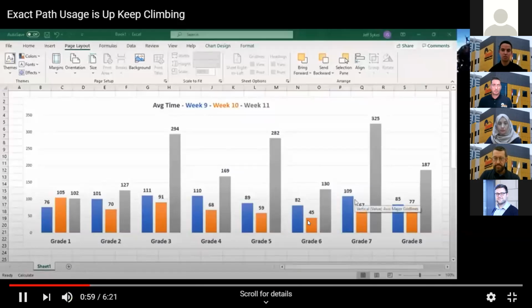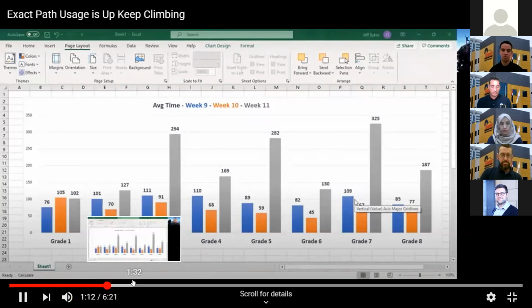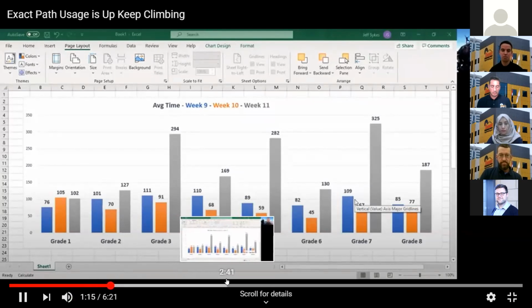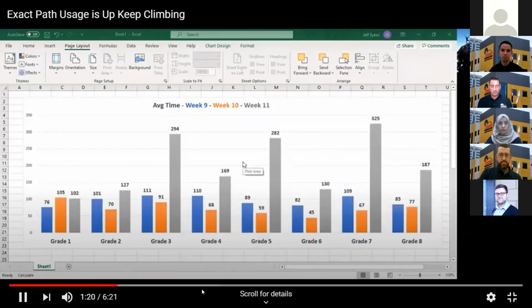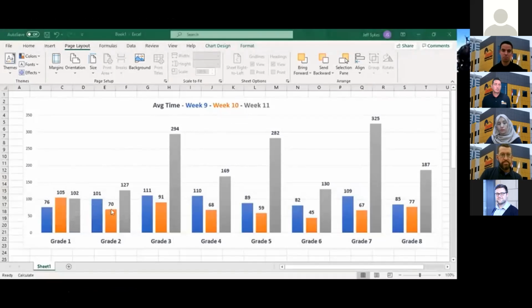Okay. I know Mr. Ian has talked to you about your learning path reports. We've seen that you are sharing those reports and talking to your kids about their ExactPath usage, what they're achieving and what they're not achieving. But let's look at our average time on ExactPath from week 9, which you'll see in blue, week 10, which is our orange, and week 11. Look what happened in grade 1. Relatively, we remain the same, as we do mostly in grade 2.